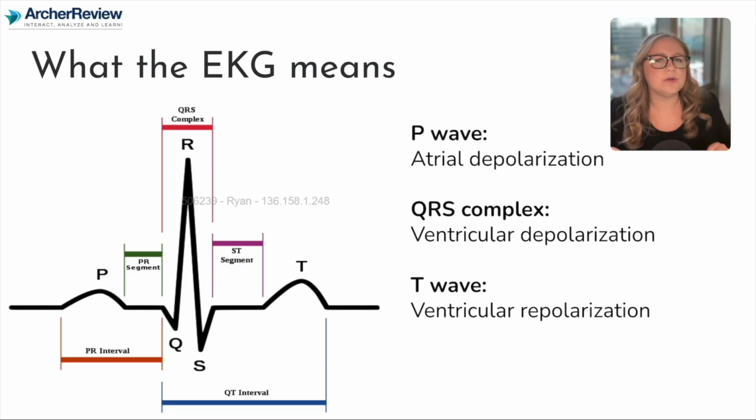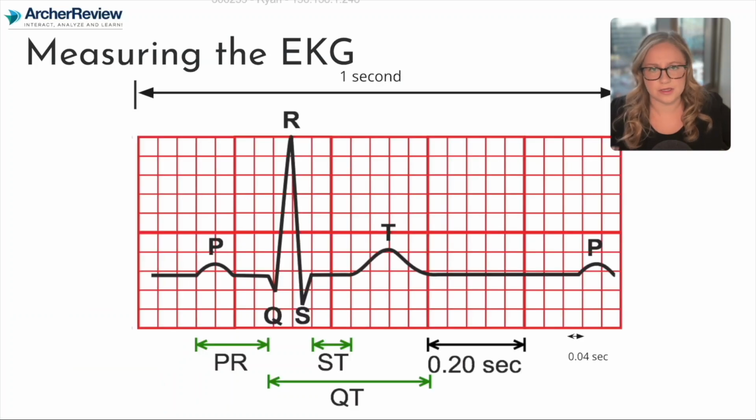So here's what you need to remember. P wave atria, QRS complex ventricles. That's really going to be helpful when it comes to interpreting these rhythms. The next thing you need to be able to do is actually measure the EKG itself. To interpret if it's normal or abnormal, there are going to be certain numbers you have to know. And if you can't measure these complexes, it's not going to be worth much.